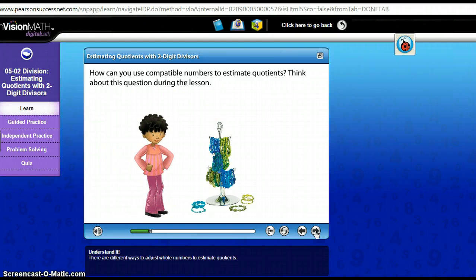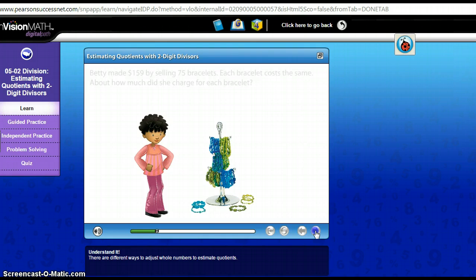Think about this question during the lesson. Okay, remember, compatible numbers are numbers that are close to the actual numbers that we're using, but they can be a little higher or a little lower.